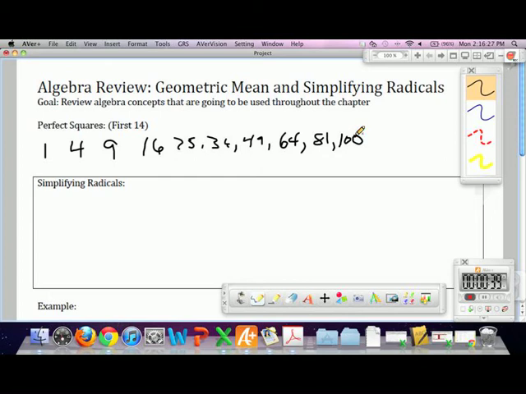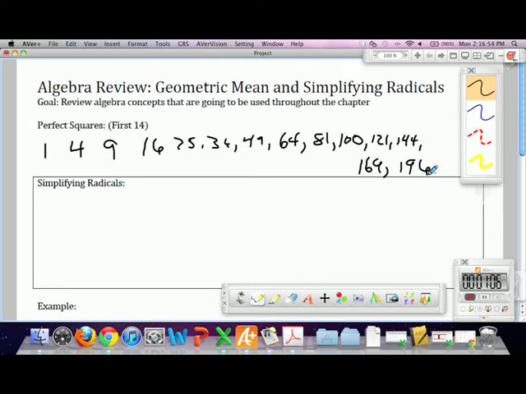Okay, now it gets hard. 121. 144. Oh my gosh, you guys. Two more. 169. There we go. What's the 15th? Do you remember? 225. Nice job. When we simplify radicals, we're going to be using these quite often.